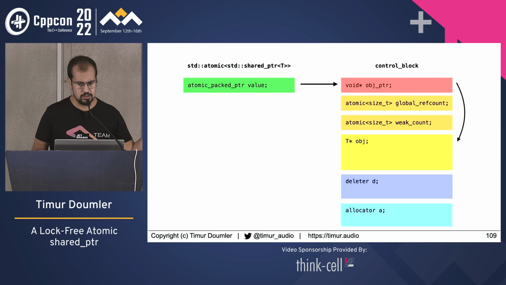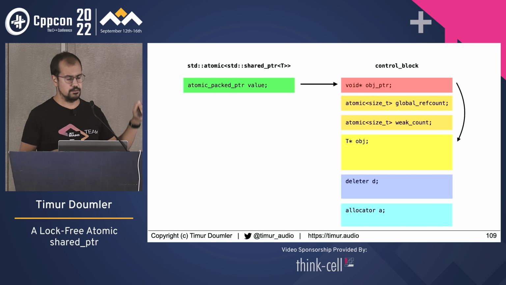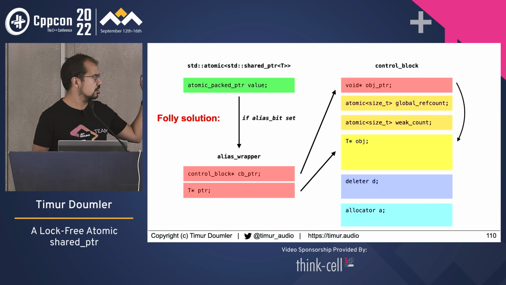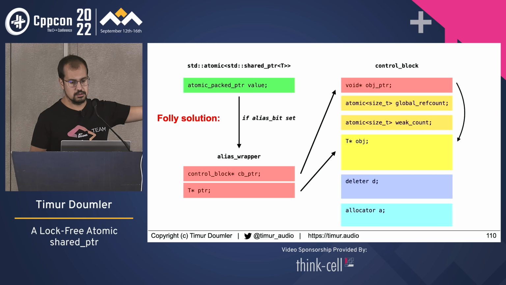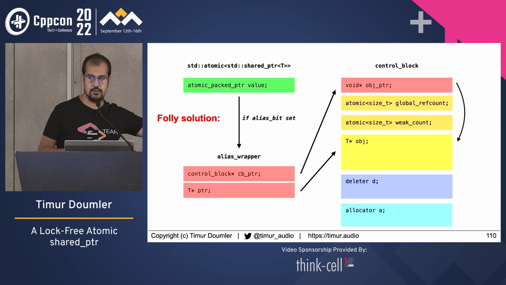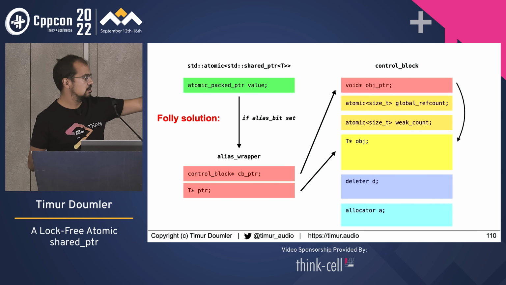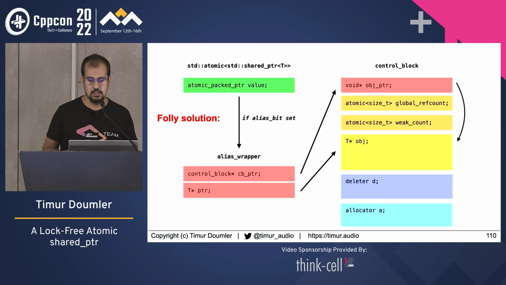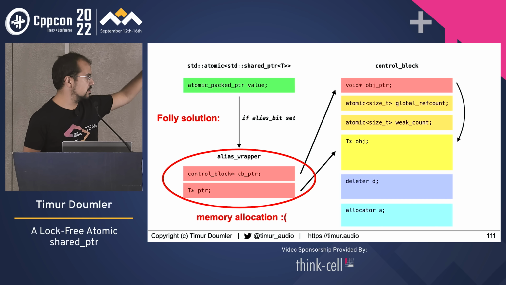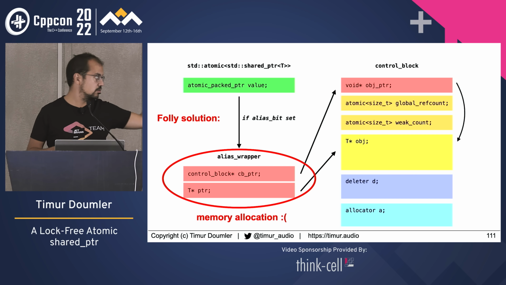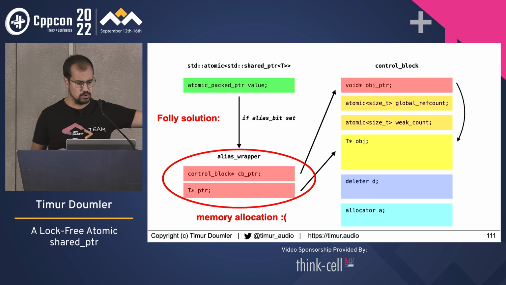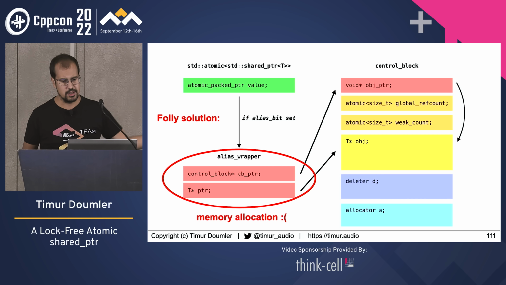But on these other two implementations, they use pointer packing. So what Folly does for the alias pointer is that they basically wrap that into another level of indirection. So they wrap that into a separate object, which in their case is just another shared pointer. And then basically they have this extra indirection. The problem is that in order to allocate this additional wrapper object when you want to store an alias pointer, that's again a memory allocation.